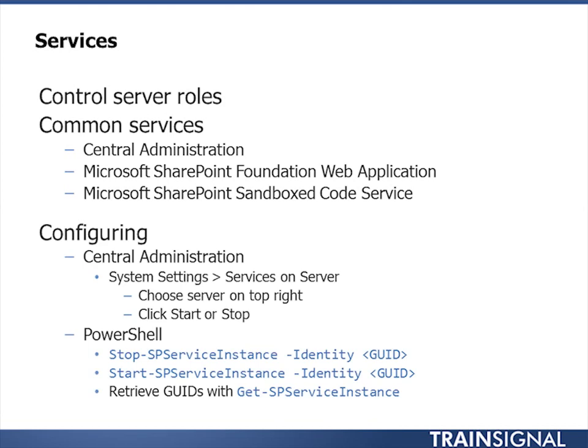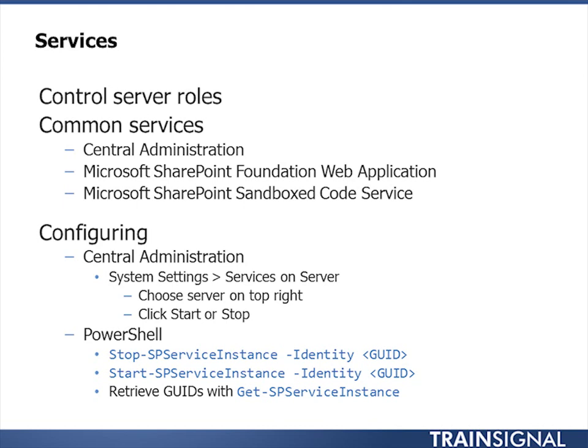Now, there are two different ways that we can manage our services. One way is by going into Central Administration, and all you have to do is go to System Settings, Services on Server, make sure that you choose the right server up top, and then go to Stop or Start to stop or start the appropriate service. Or, if I want to do this in PowerShell, then I'm going to use Stop-SPServiceInstance and Start-SPServiceInstance to stop and start it respectively.